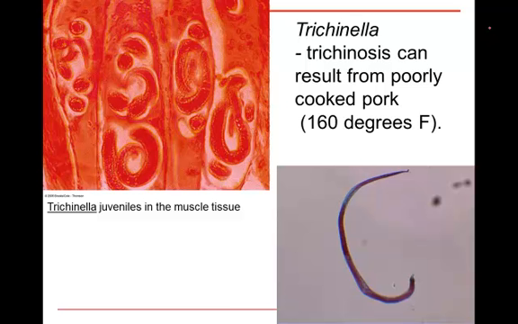In this case, the little larva worms are encysted in the muscles of the host, and if you eat that muscle, that meat, and it's not cooked to a temperature that kills these guys, they can be infective. 160 degrees Fahrenheit is the temperature that the coolest part of any pork you cook should reach, so you should use a meat thermometer.